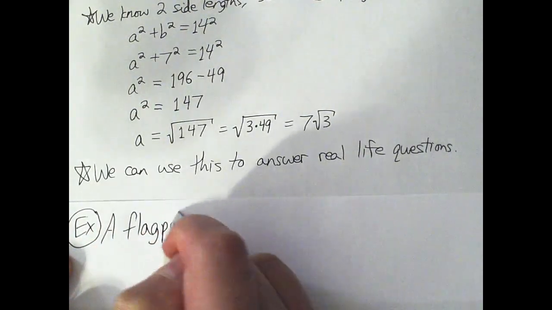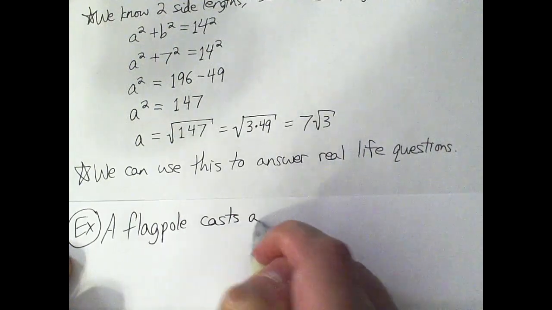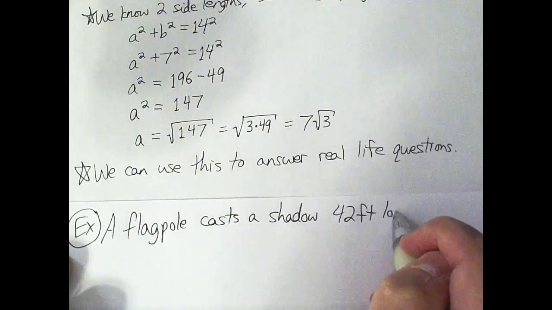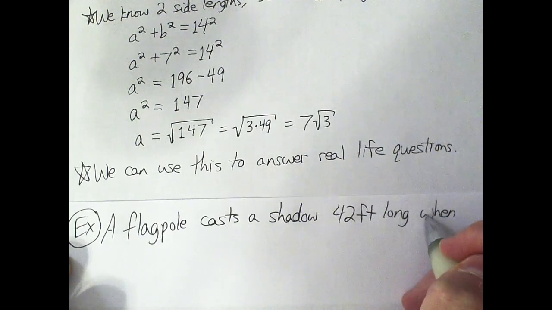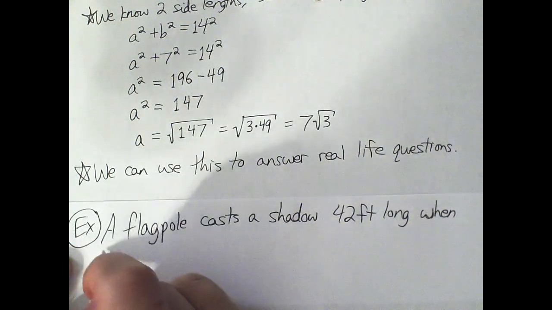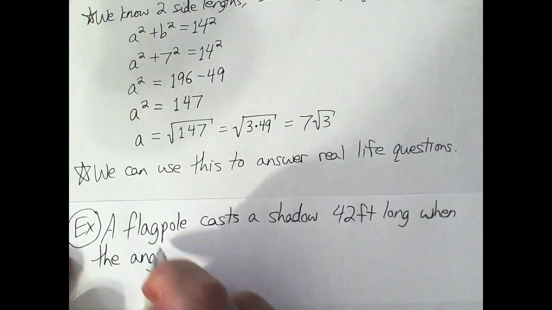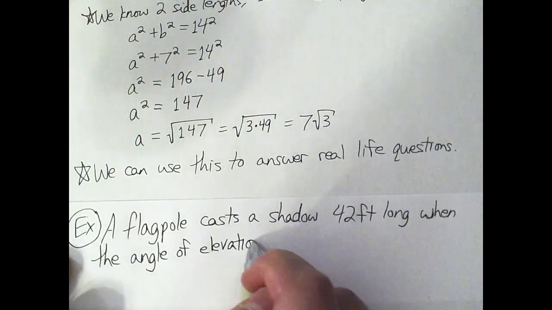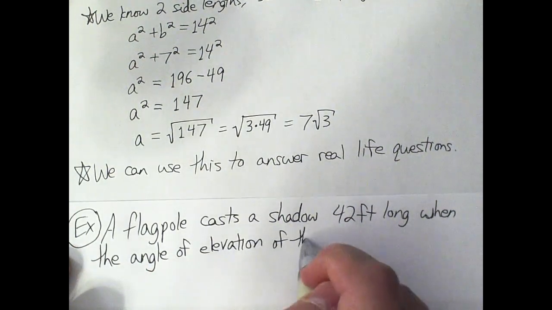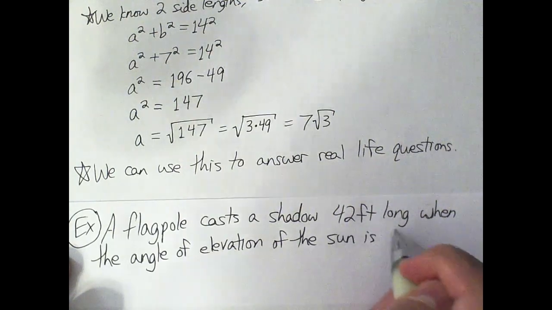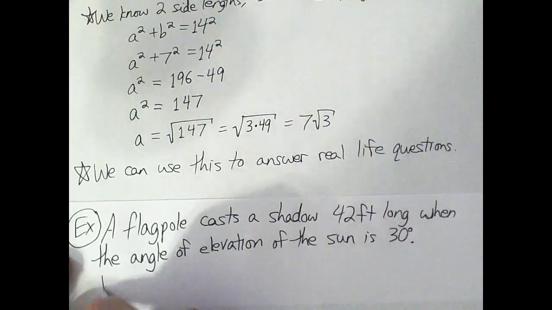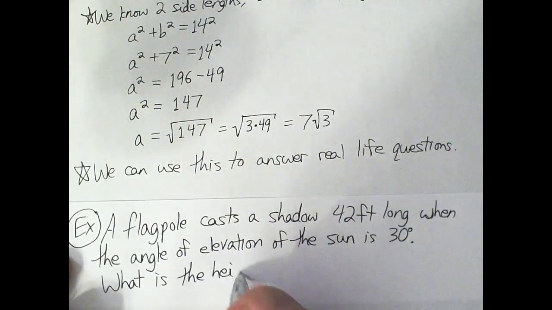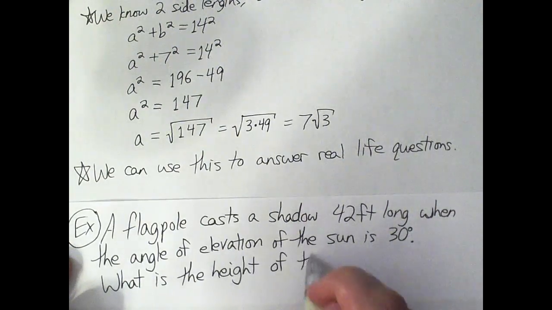A flagpole casts a shadow 42 feet long when the angle of elevation, we're going to need to talk about what that means, when the angle of elevation of the sun is 30 degrees. I'll do this problem for us. What is the height of the flagpole?